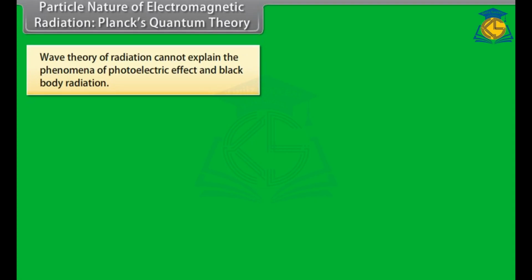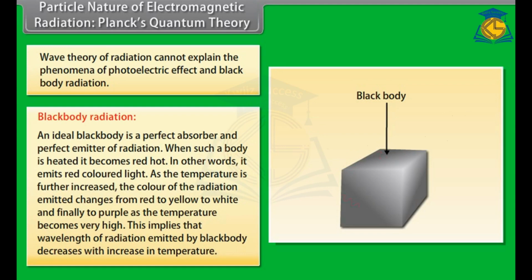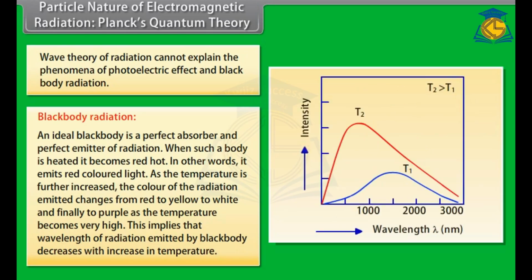Planck's quantum theory. Wave theory of radiation cannot explain the phenomena of photoelectric effect and black body radiation. Black body radiation. An ideal black body is a perfect absorber and perfect emitter of radiation. When such a body is heated, it becomes red hot. In other words, it emits red-colored light. As the temperature is further increased, the color of the radiation emitted changes from red to yellow to white and finally to purple as the temperature becomes very high. This implies that wavelength of radiation emitted by a black body decreases with increase in temperature.